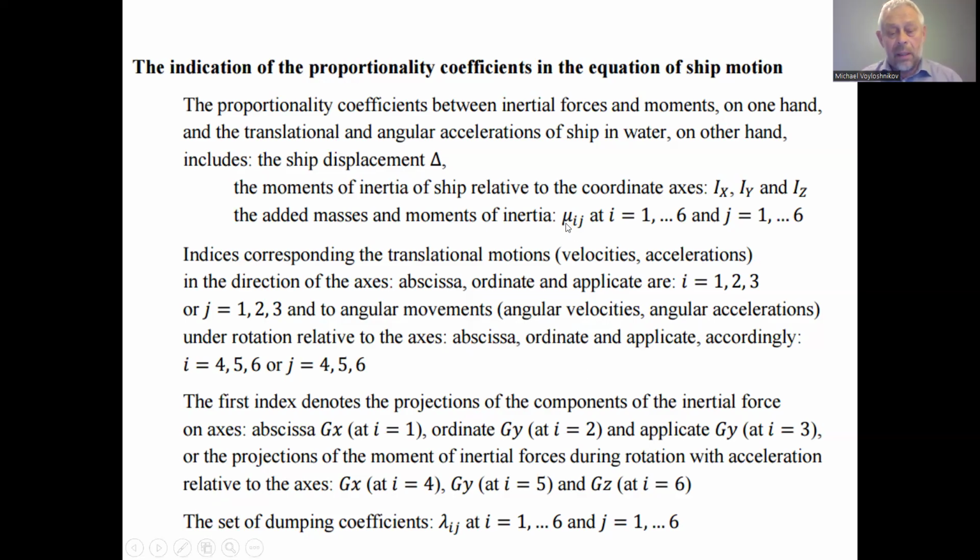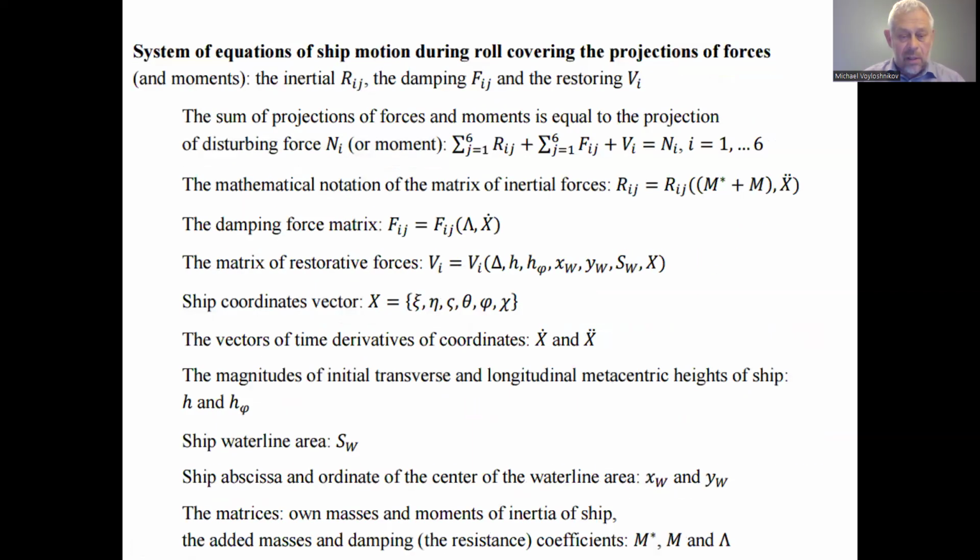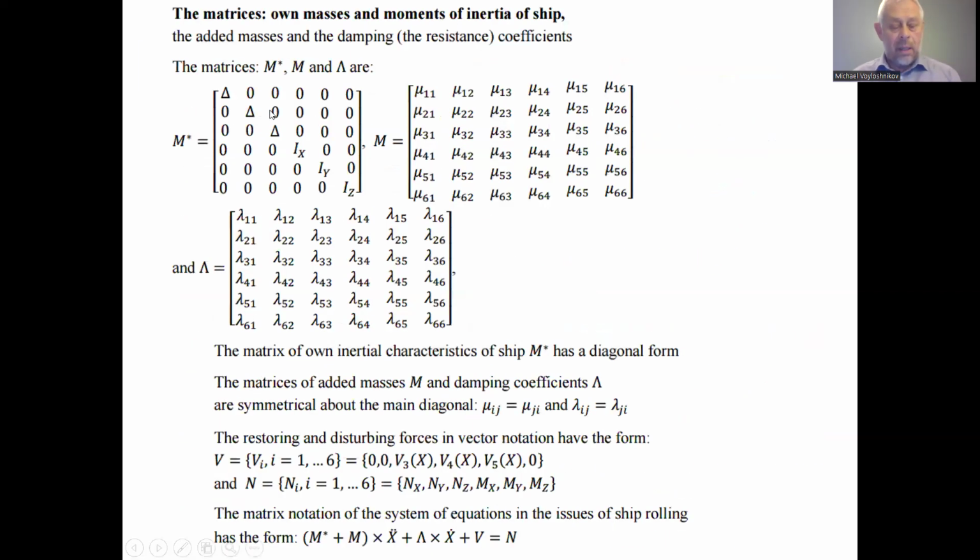We indicate them like mu, i, j, with indexes from 1 to 6, in accordance with the most general approach, in accordance with the degrees of freedom of the ship in space. Let me first of all show that matrix, how it looks. It looks like that. So we have the diagonal matrix of the own characteristics of the inertia of the ship, the ship displacement, delta uppercase, and the moment of inertia of the ship around the abscissa axis, the moment of inertia around the applicate axis, and the moment of inertia around the ordinate axis.